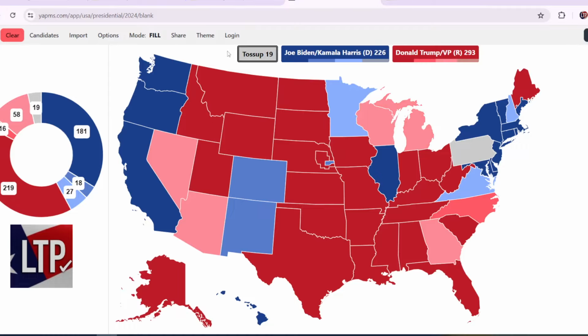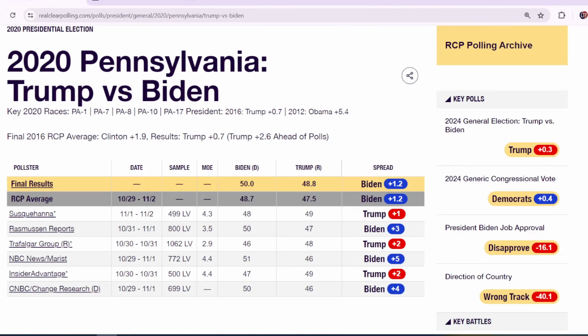And now the last and final state to cover in this video when you apply the polling error from 2020 to the 2024 polls is going to be the Rust Belt state of Pennsylvania. So back in the 2020 election, RCP was literally spot on. They were 100% accurate. They exactly got the actual margin of the outcome. Biden won it by 1.2%, and averages on RCP had Biden winning it by exactly 1.2%. So this is extremely spot on.